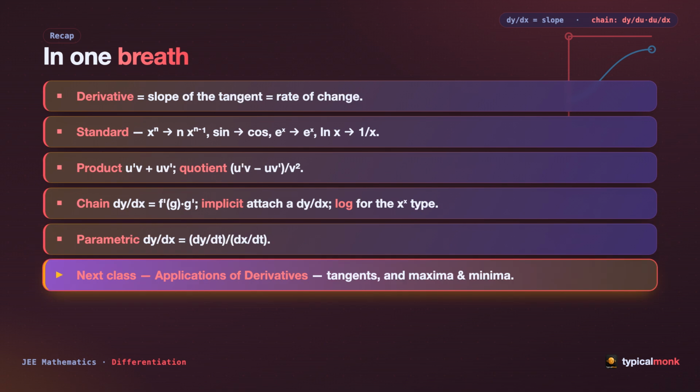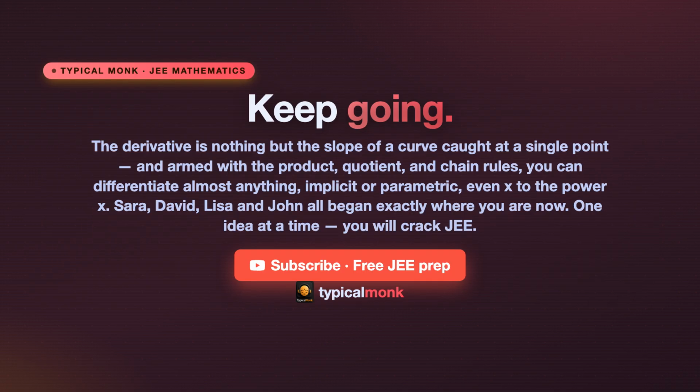Next class: the applications of derivatives, tangents and normals, and maxima and minima. The derivative is nothing but the slope of a curve caught at a single point, and armed with the product, quotient, and chain rules, you can differentiate almost anything, implicit or parametric, even x to the power x.